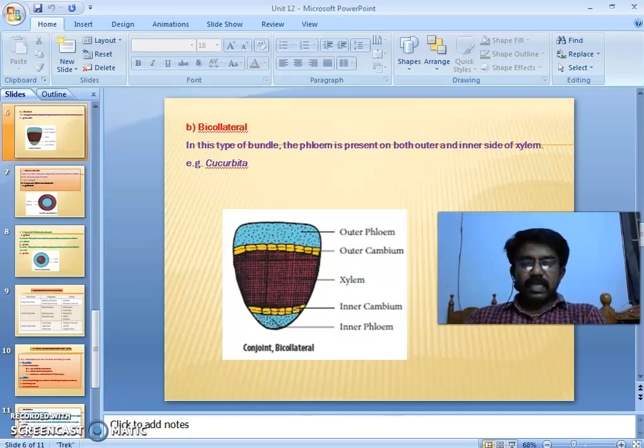Conjoint bicollateral. It has an outer phloem, the middle yellow color marking, outer cambium, then the middle region, xylem. Already you know about xylem. Then inner cambium. This is outer cambium. This is inner cambium. Last one is inner phloem. That is called conjoint bicollateral.